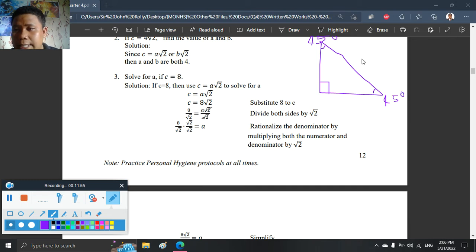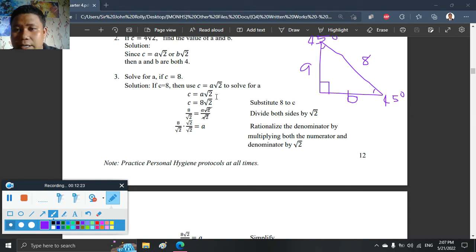C equals 8. So, 8. Solve for A. Solution. If C equals 8, then use C equals A the square root of 2 to solve for A. So, magamit ta og formula. Okay? So, C equals A the square root of 2.